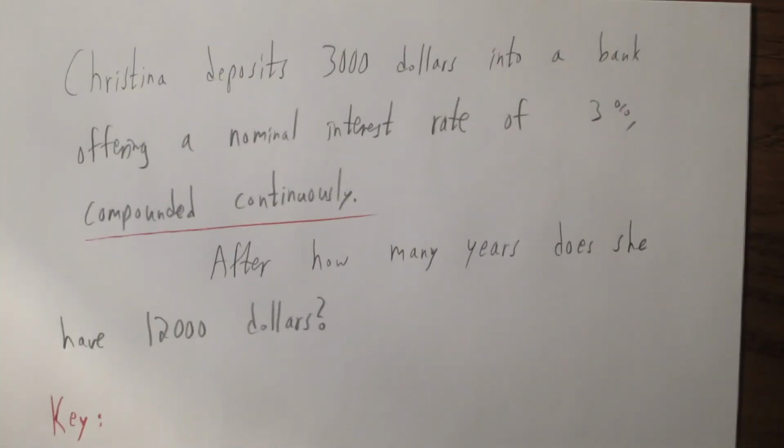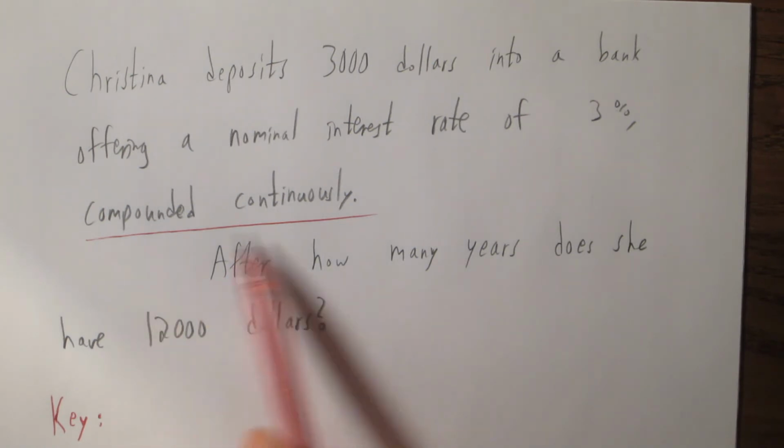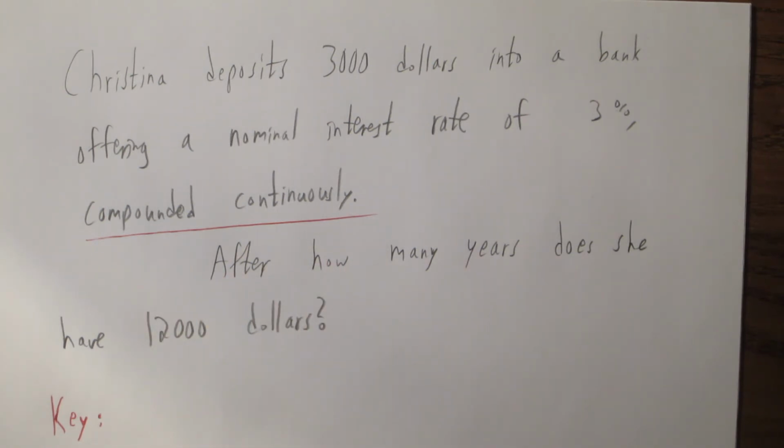Christina deposits $3,000 into a bank offering a nominal interest rate of 3%. But in this bank, interest is compounded continuously. The question is, after how many years does she have $12,000?